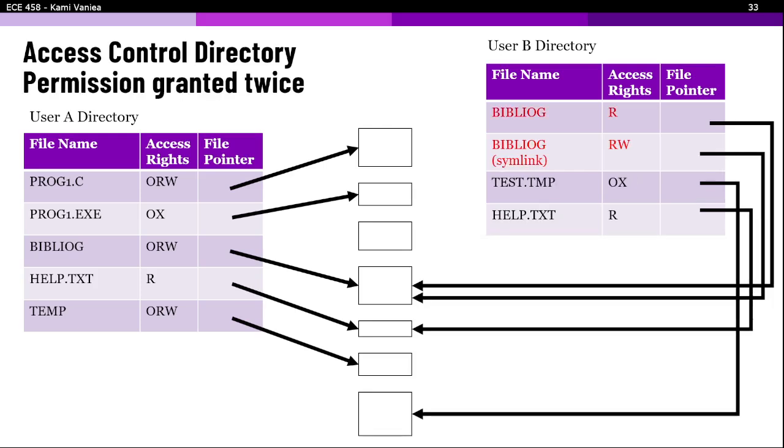But we can have a problem. What if there are two symlinks to the same file? One has read, one of them has read write. We have now broken one of our rules. It must be the case that you always know yes or no. What is going to happen when this person tries to write? We have a problem is what's going to happen.